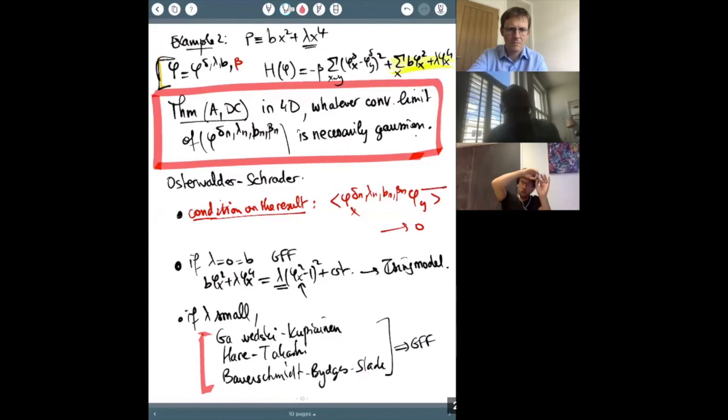So you get more and more Gaussian and you converge to the Gaussian free field. And this is something which is perturbative in nature. If you start close to the Gaussian free field and you iterate, you end up with the Gaussian free field. What I'm telling you is this is on one side of the spectrum.